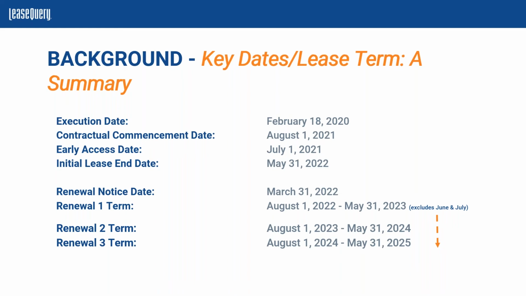Now, of course, we've talked about there being options that were extended in this lease term. So the renewal period for each of those three options, again, will cover a full school year. So that's going to be from August 1st to May 31st. With our three renewal options here, the last one ending as of May 31st of 2025. Again, keep in mind that with each of the school years here, we are excluding the months of June and July.